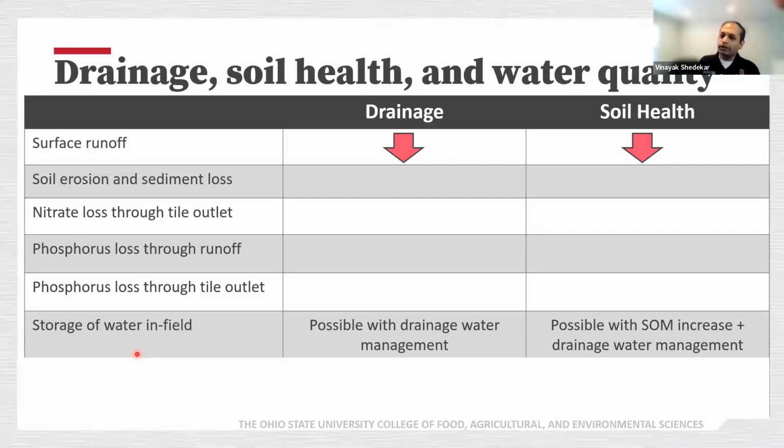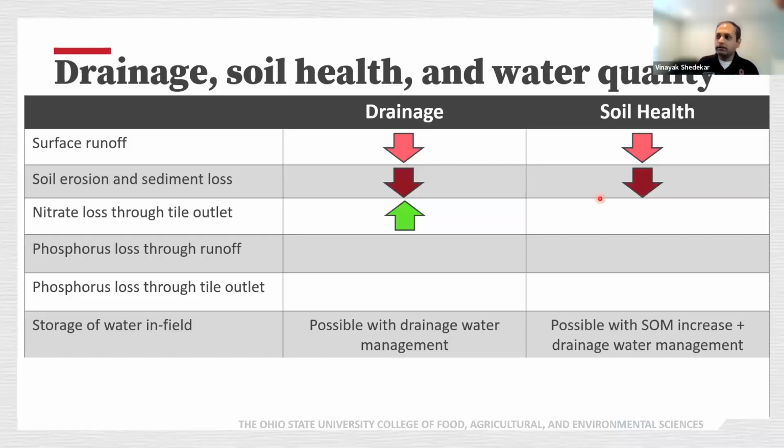If you add water quality to the equation, a lot of people forget that drainage's primary water quality benefit is to reduce the surface runoff and hence reduce the risk of erosion. Same thing with no-till or cover crop systems. Soil erosion and sediment loss is the primary benefit that we get from these systems.